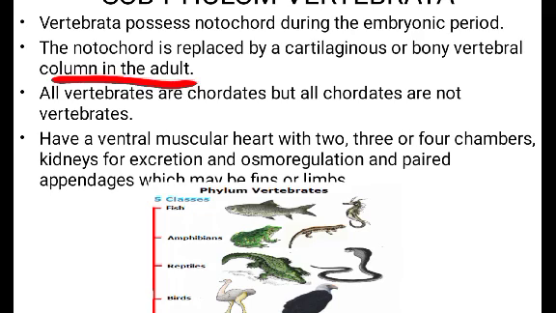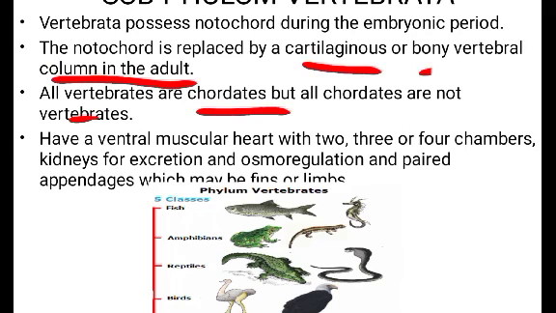The vertebral column can be cartilaginous or it can be bony. So in the embryonic period, a notochord will be there, which will later be replaced by a cartilaginous or a bony vertebral column in the adult. Vertebral column is nothing but the backbone which is present in our body and in the other animals' bodies. Now, we can say all vertebrates are chordates, but all chordates are not vertebrates.